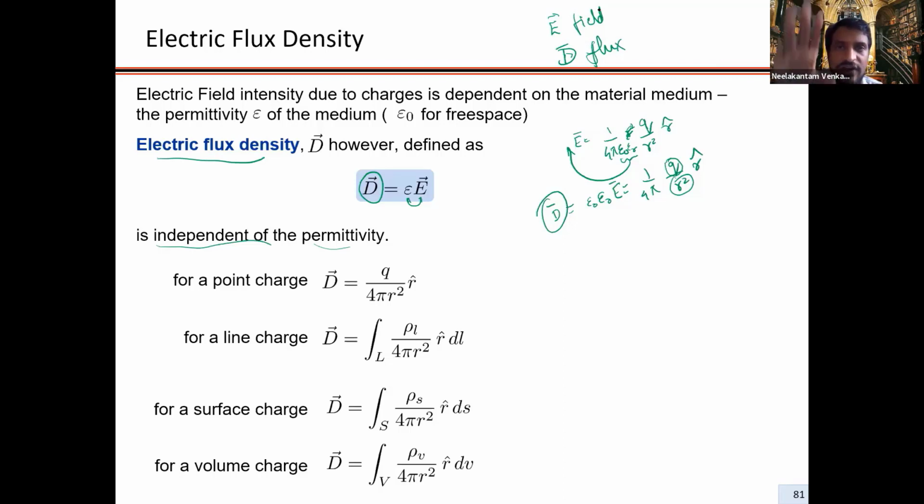So whatever you did for the electric field, for point charges, line charges, surface charges, or volume charges, is all the same. It is just that on the right-hand side, you will never see epsilon naught or epsilon R, because that is getting absorbed in this quantity. What you define here is epsilon E. So again, for a line charge it's rho L, for a surface charge it's rho S, and for a volume charge it's going to be rho V.